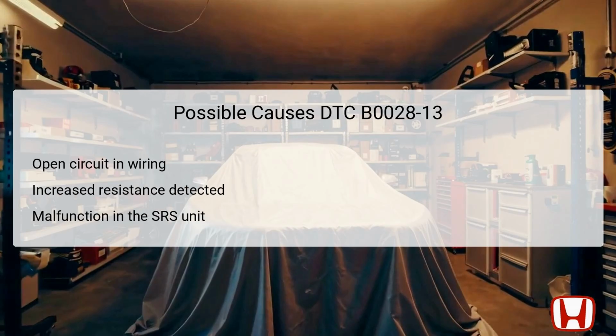The possible causes of DTC B0028-13 include several critical failures within the airbag system. An open circuit in the wiring can disrupt electrical flow, preventing the airbag from deploying as required during a collision. Increased resistance in the circuit signal also indicates an issue that may hinder proper communication between the airbag inflator and the SRS unit. Additionally, a malfunction in the SRS unit itself can trigger this DTC when it fails to detect the expected values from the inflator.